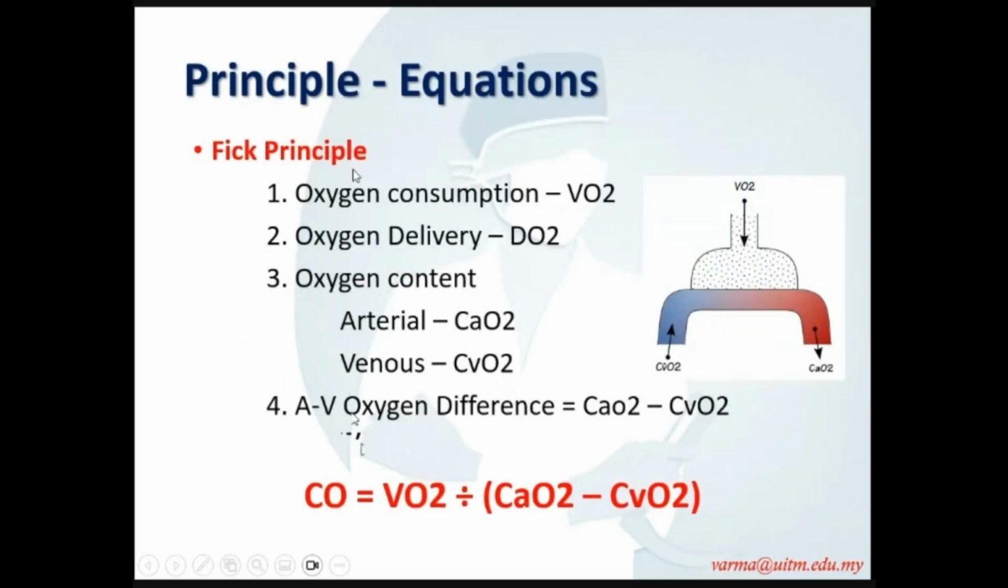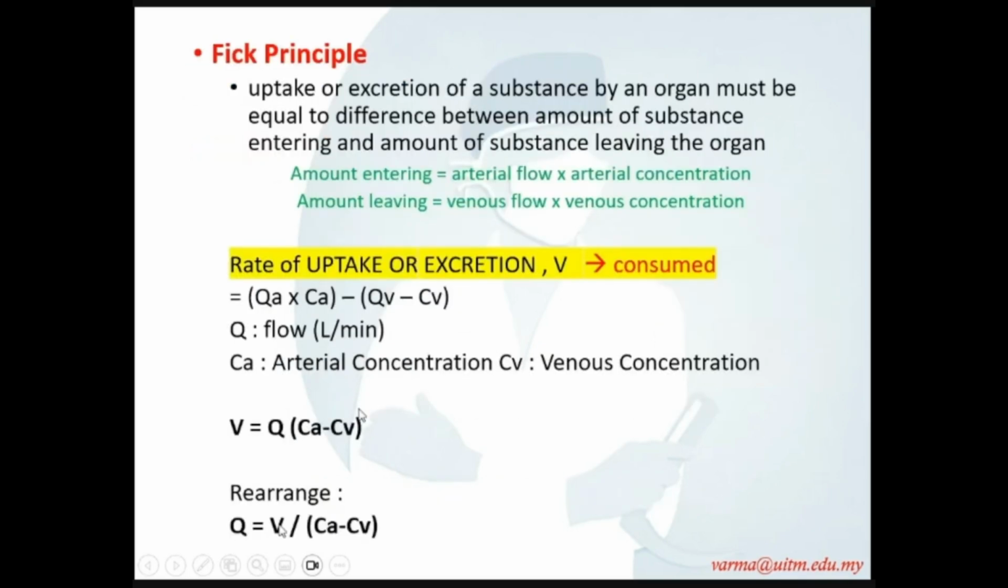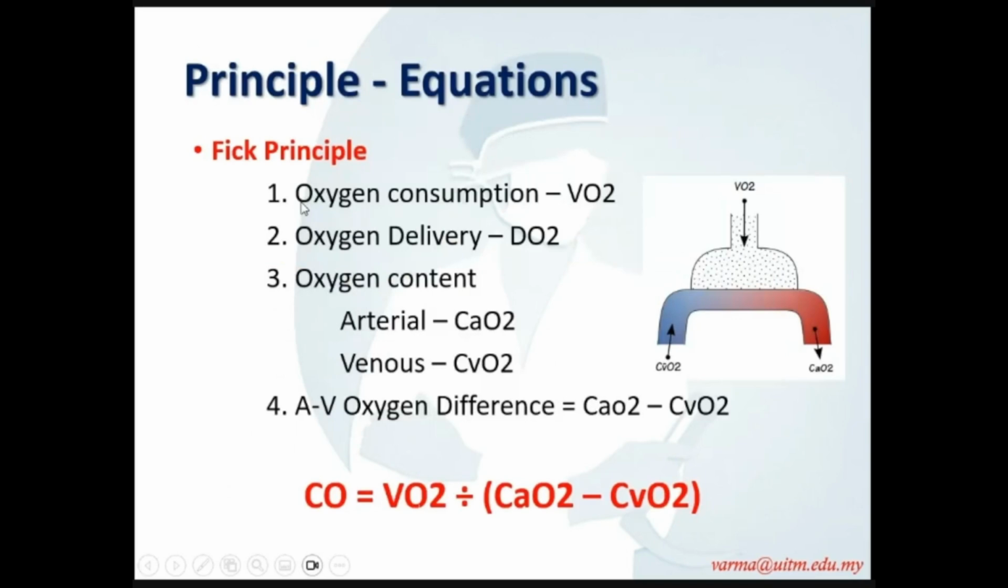So this one: rate of consumption divided by arteriovenous difference. You see the oxygen consumption. This is your CaO2, this is your CvO2. The difference between these two is this. Your cardiac output is equivalent to the oxygen consumed divided by the arteriovenous difference. The AV oxygen difference is CaO2 minus CvO2. So in this Fick principle, you must know the oxygen consumption, and you must know the oxygen delivery equation and how we calculate oxygen content, arterial and venous, and minus this will be your arteriovenous oxygen difference.